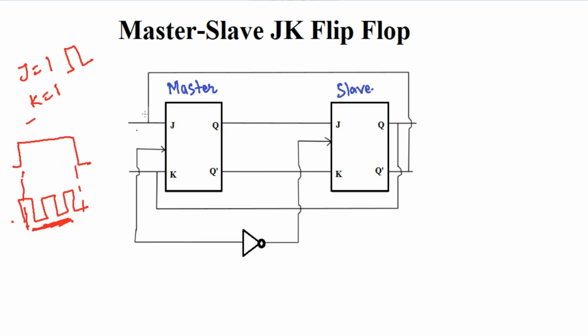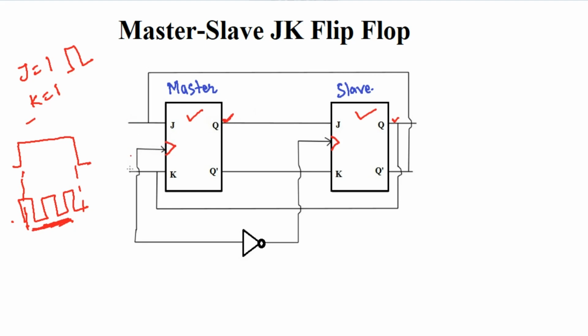So here we use a master-slave JK flip-flop. In a master-slave JK flip-flop we use two flip-flops. The first one is called the master and the second one is called the slave. What happens here? When we are using a JK flip-flop, if we want to get the output, we need to apply a clock pulse. After a given clock pulse we will observe the output here.